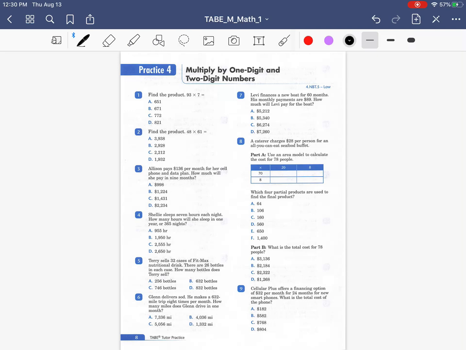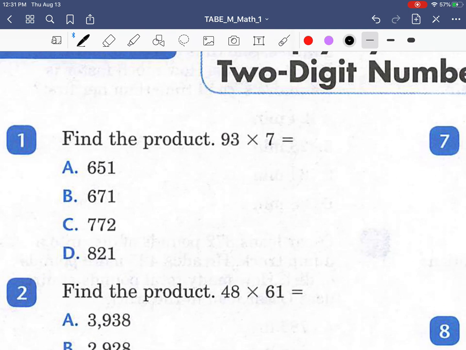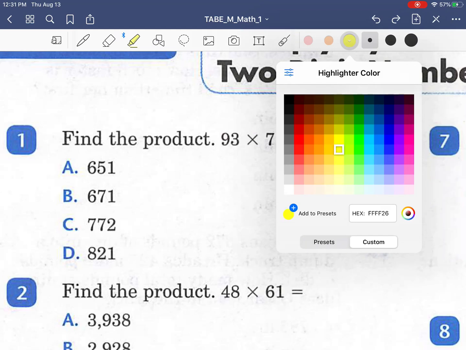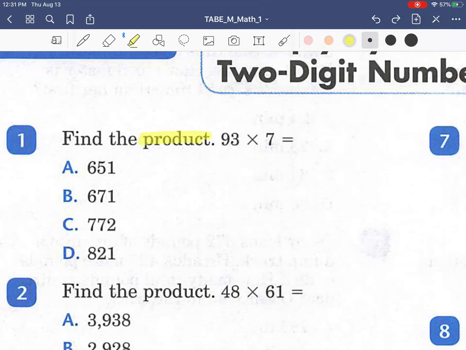Number 1 says to find the product of 93 and 7. And the key word here is product. And I tell you what, I'm going to make my highlighter just a little bit darker. That doesn't show up very well. So product means multiply. So if you see that word, it is a multiplication problem.